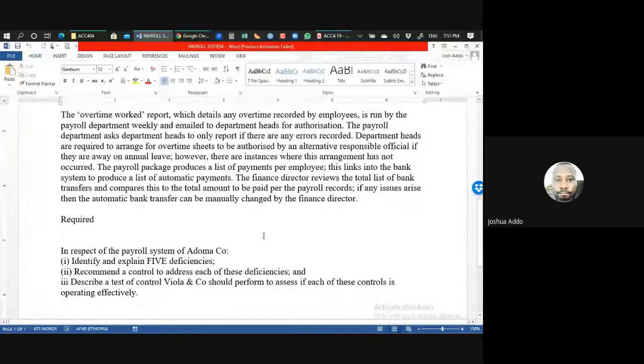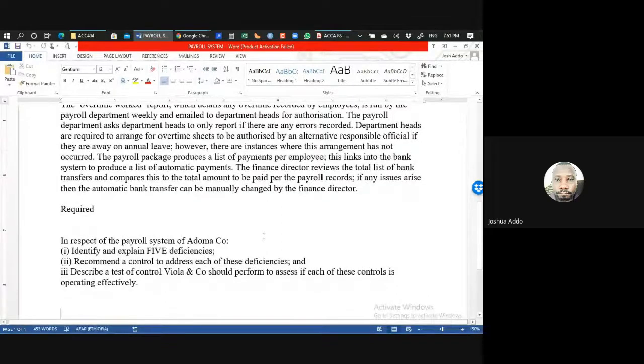The payroll package produces a list of payments per employee. This links into the bank system to produce a list of automatic payments. The finance director reviews the total list of bank transfers and compares this to the total amount to be paid per the payroll records. If any issues arise, then the automatic bank transfer can be manually changed by the finance director.